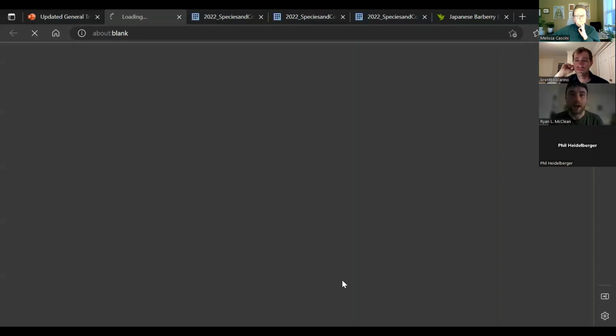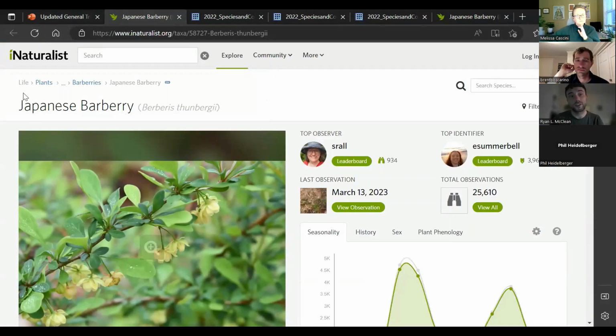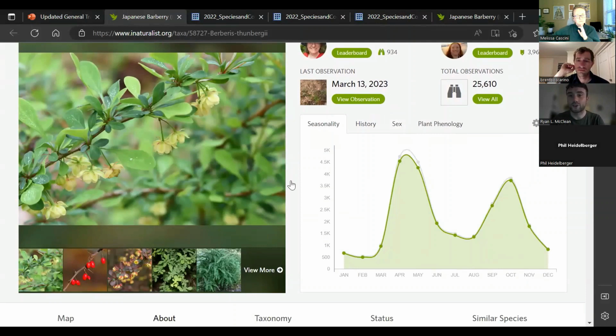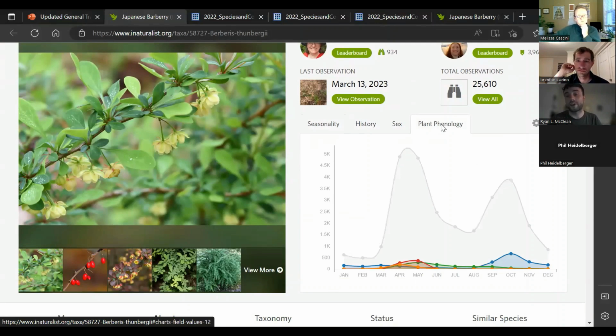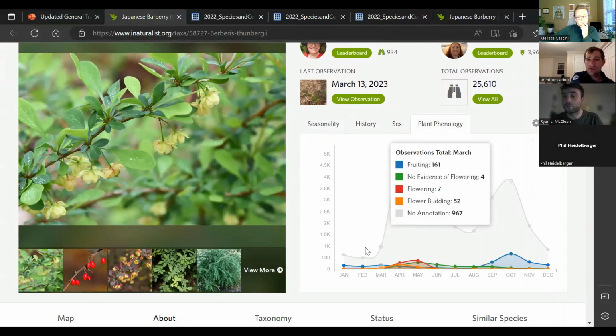iNaturalist also has a great chart on each of these species pages. So I pulled up Japanese barberry here as well. And if you look at this chart here, you can see seasonality, history, sex. If any of this data is inputted into iNaturalist, you can view all that. But what we're focusing on right now is plant phenology. So blue is fruiting, red is flowering, and the orange is flower budding.